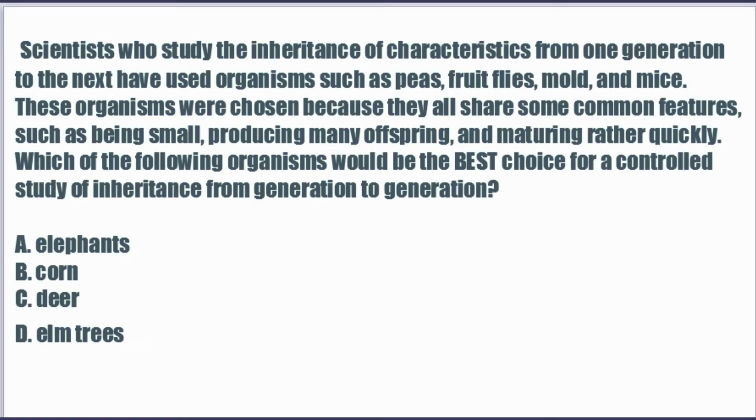Scientists who study the inheritance of characteristics from one generation to the next have used organisms such as bees, fruit flies, mold, and mice. These organisms were chosen because they all share some common features, such as being small, producing many offspring, and maturing rather quickly. Which of the following organisms would be the best choice for the controlled study of inheritance from generation to generation? Is it A. Elephants, B. Corn, C. Deer, or D. Elm trees?